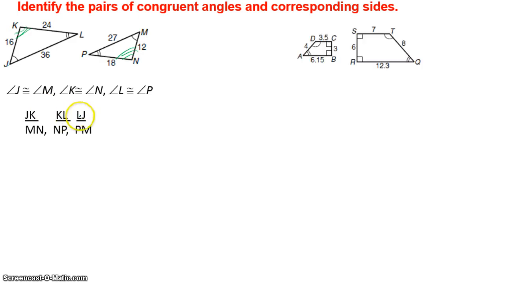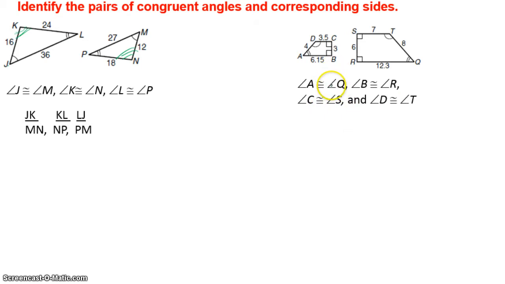Now, I want you to stop the video and work this set of polygons here. Identify the congruent angles and corresponding sides. All right, how'd you do? Check your angles here: A congruent to Q, B congruent to R, C congruent to S, and D congruent to T. Did you get it? If not, stop the video, go back, and double check.